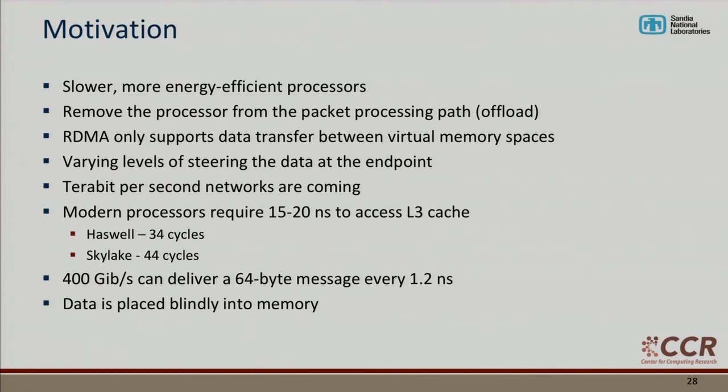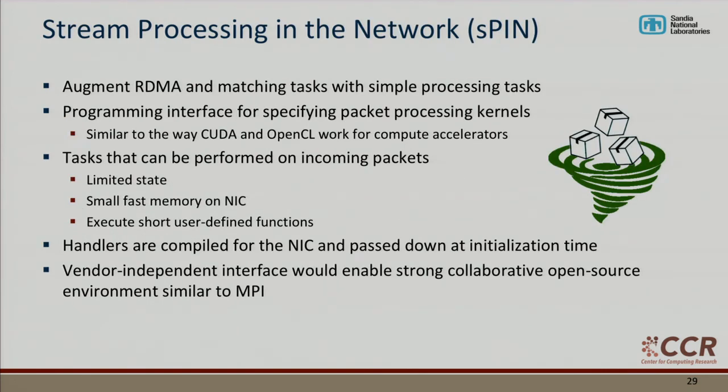And you can look at things like, if terabit networks are coming and modern processors require 15 to 20 nanoseconds to access L3 cache, then with these host processors you have a small number of cycles where you can actually do things. For a 400 gigabit per second network, you get a 64-byte message every 1.2 nanoseconds. Where's the bottleneck there? When you're just throwing stuff blindly into memory, there's not a lot you can do with it.